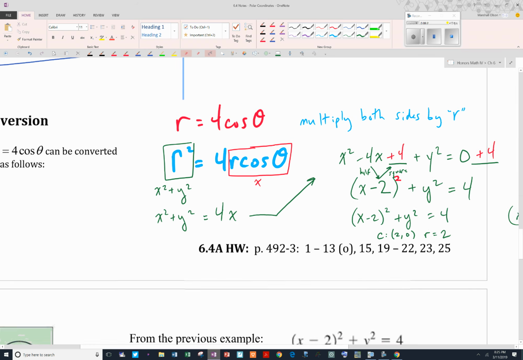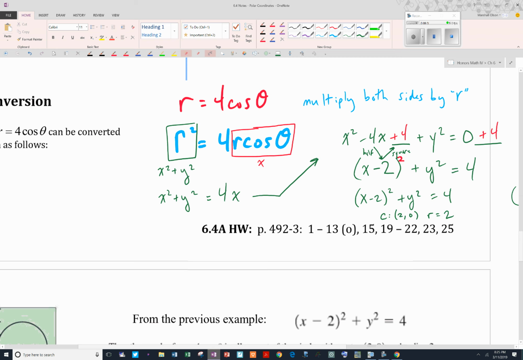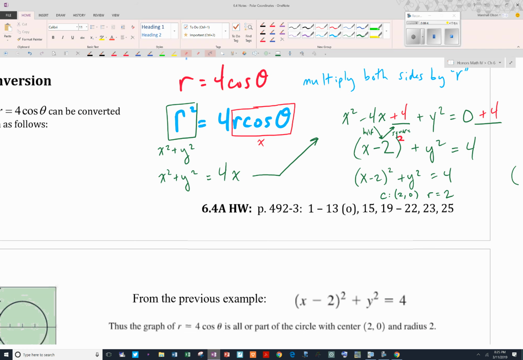Okay, so why did we do what we did? We multiplied both sides by r because it did two awesome things for us. It gave us r squared, which we could replace, and it gave us r cosine theta, which we also could replace. Then we had to complete the square to figure out exactly what type of relation it was. This conic relation was a circle whose center was (2, 0) and whose radius was 2.